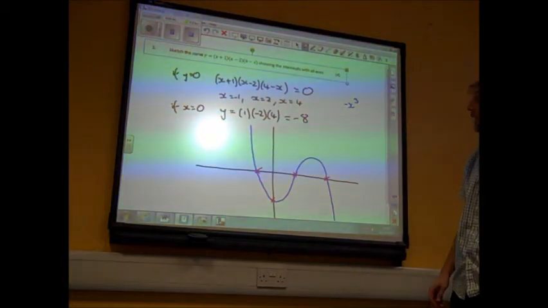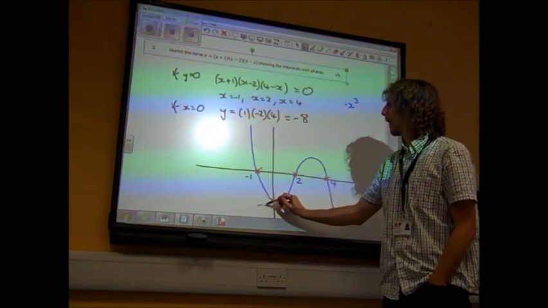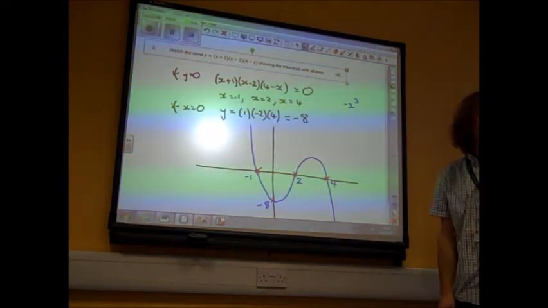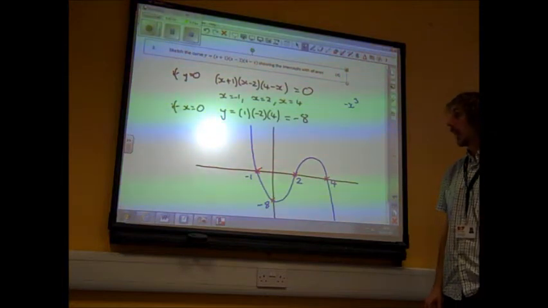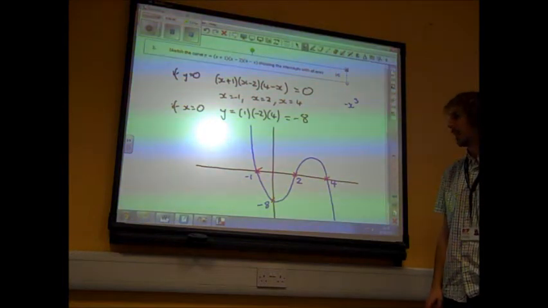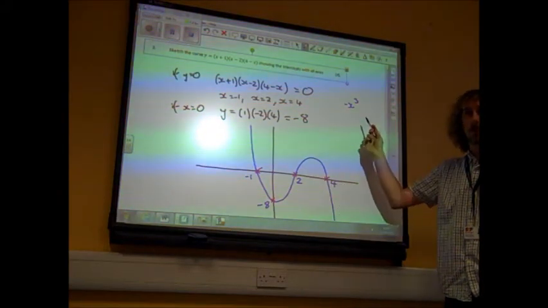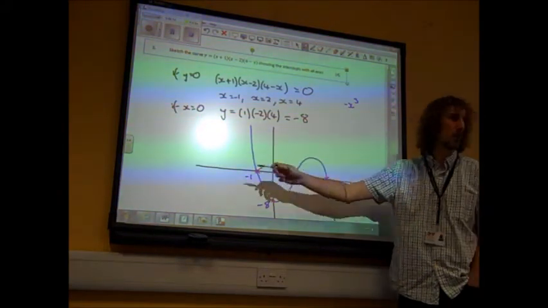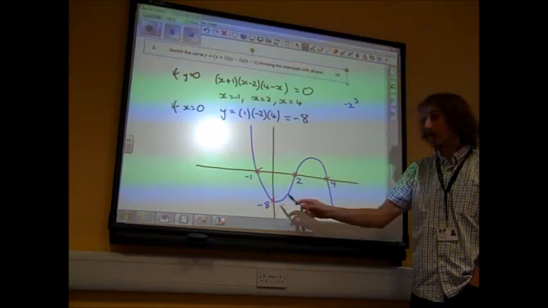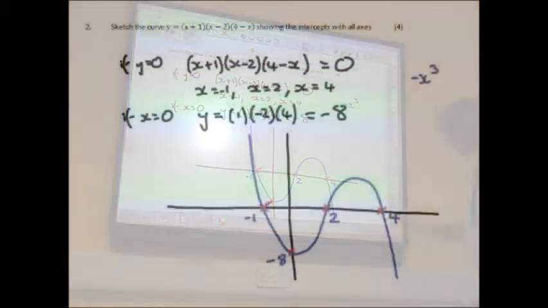It did say showing the intercepts with all the axes, so we're going to mark that as being -1, 2, 4, and that's -8. There we go. 4 marks for that. I would want to give you 1 for the basic shape, and then probably 1 for each intercept, near enough. There were 4 intercepts, so 1 for the basic shape, 1 for getting the x-intercepts right, 1 for getting the right y-intercept, and the final mark for everything being largely correct. That seems better. Okay.